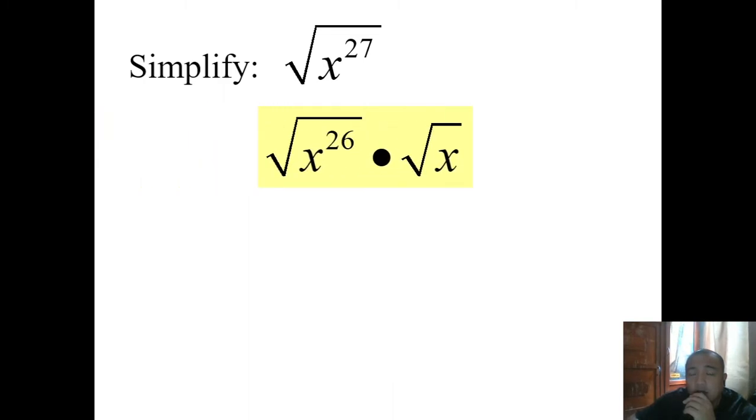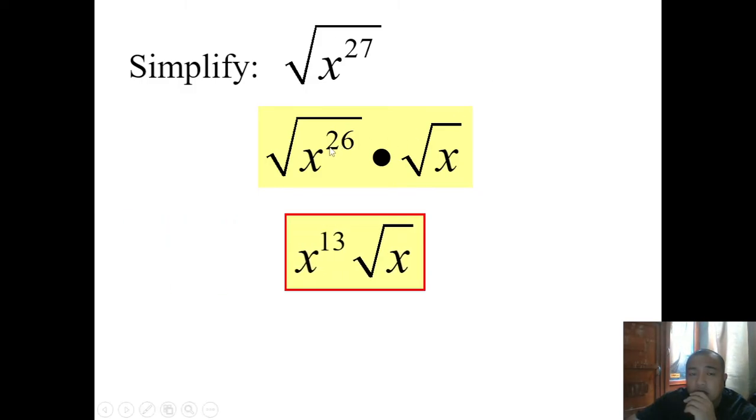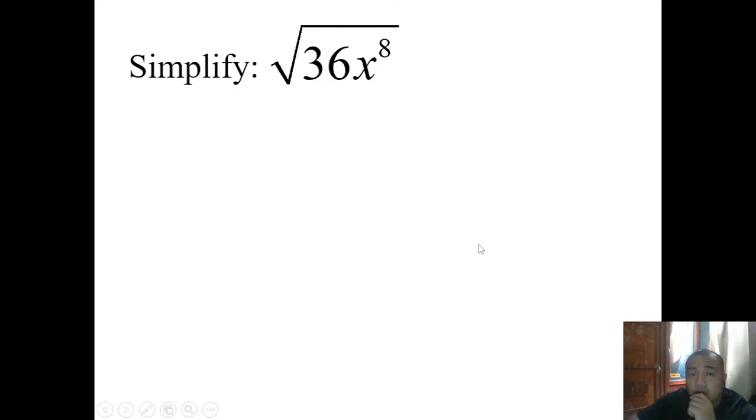How about this? Square root of x to the 27th power. Again, 27 is odd, so we'll make it square root of x to the 26 times square root of x. And then square root of x to the 26 is x to the 13th power, since 26 divided by 2 is 13. Square root of x cannot be simplified anymore.